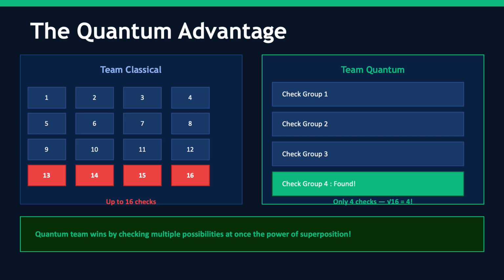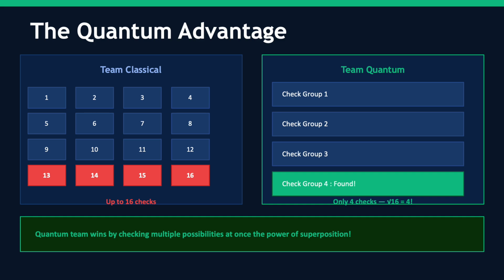This difference might not seem huge for just 16 cards, but think about how it scales if there are 10,000 cards. Classical search would need up to 10,000 checks. A quantum search would only need about 100. If there were 100,000 cards, classical needs 100,000 checks, and quantum only needs about 1,000. The bigger the data set, the more dramatic the advantage.